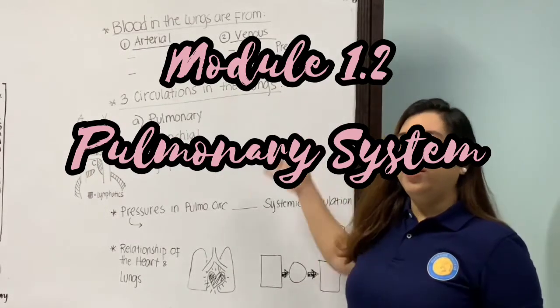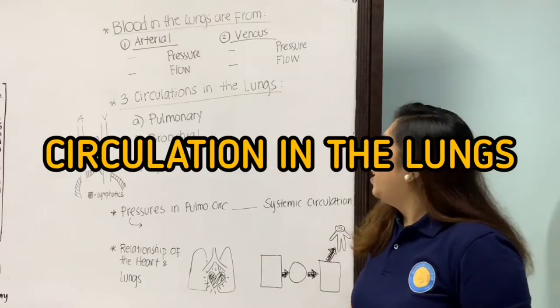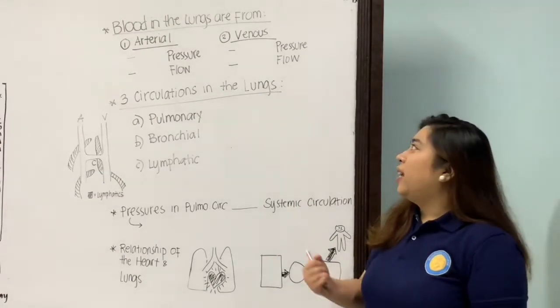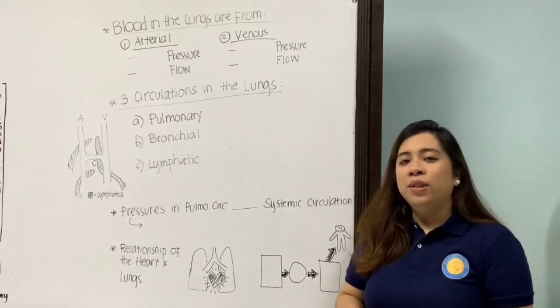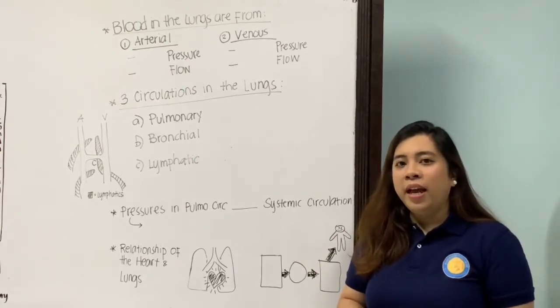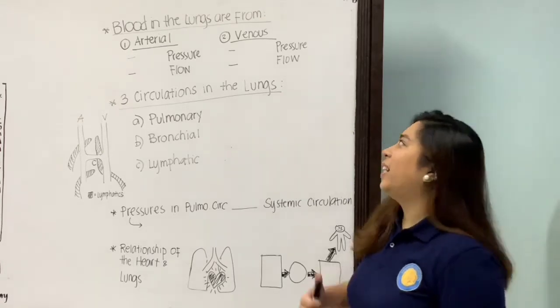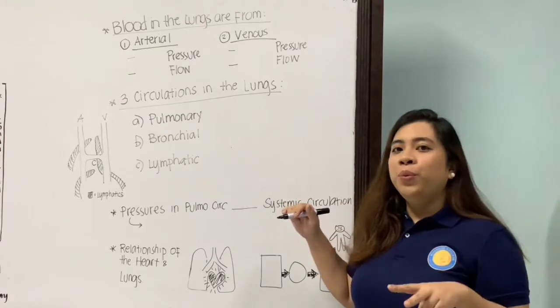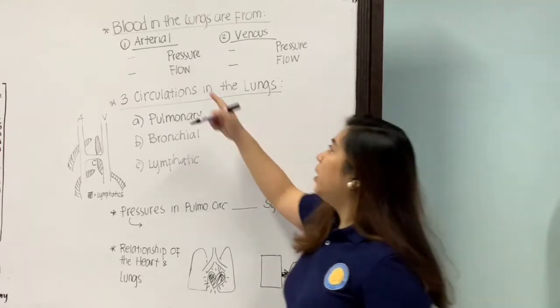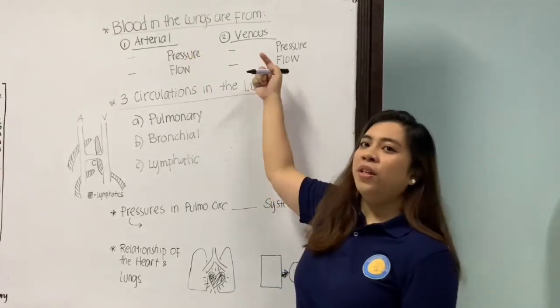This is what we're going to talk about. So here we have the blood in the lungs. As you know, the main function of the lungs is to supply oxygen to the blood and to take out the carbon dioxide. So the blood in the lungs primarily comes from two circulations. You have your arterial circulation and your venous circulation.